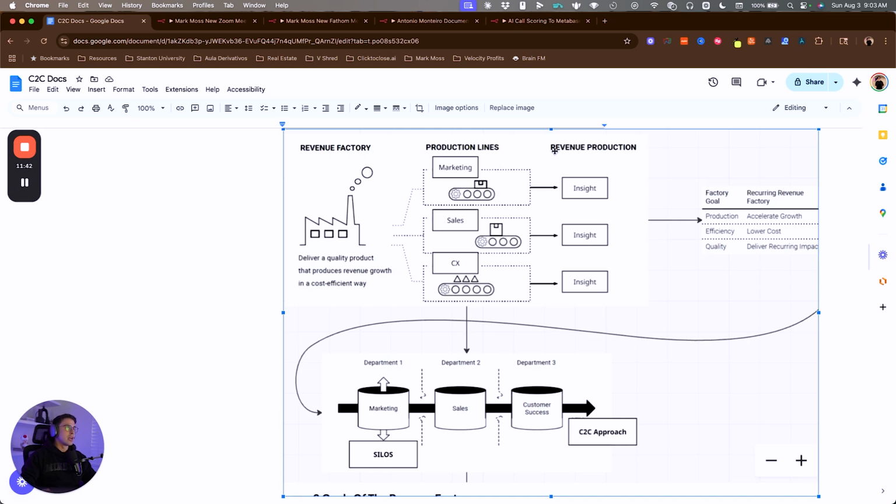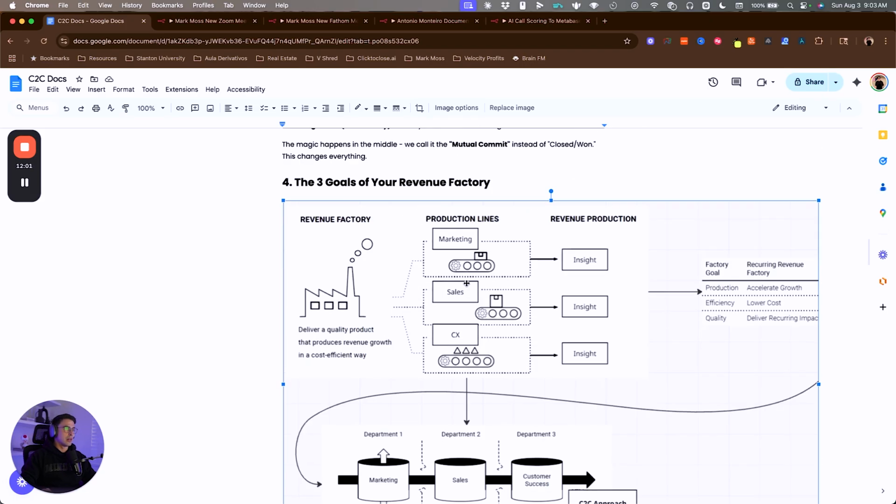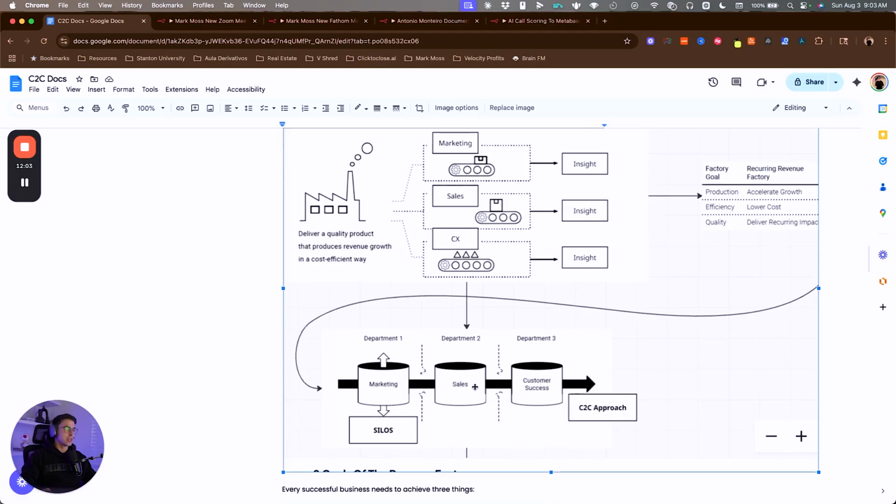And then for every department, every little production line, you generate insights, right? But those insights get siloed. If you want to increase your production, increase your efficiency, and increase your quality, you need to be able to get all those production line silos: the marketing, the sales, and the customer support. And you need to break these silos over here, because currently, for the most part, that's where it lives, right?